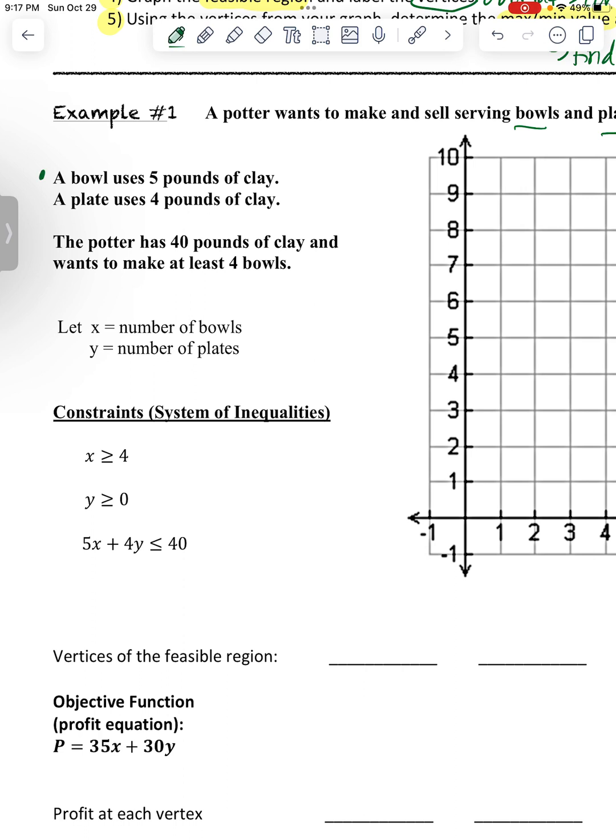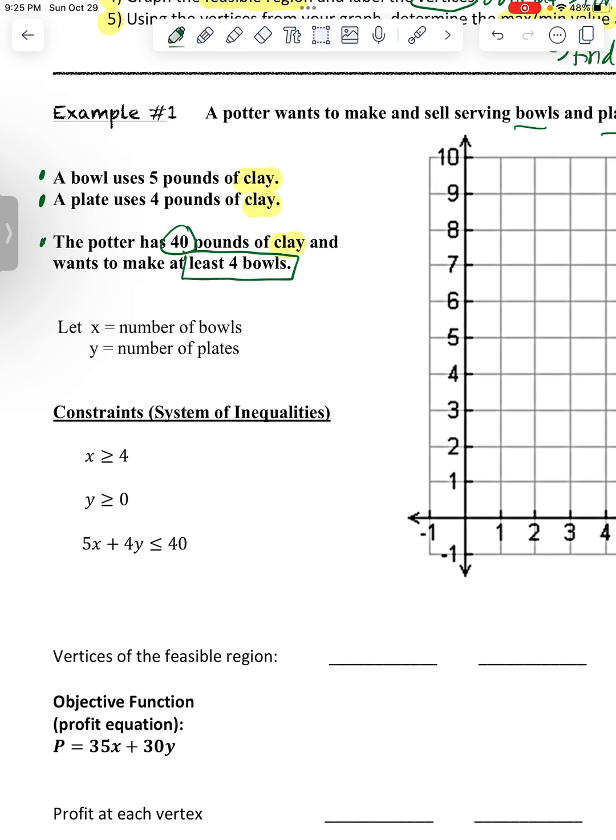A bowl uses 5 pounds of clay. A plate uses 4 pounds of clay. And you only have 40 pounds of clay. Alrighty, so the 40 pounds of clay is going to be my limit. I don't have any more than that. And then he wants to make at least 4 bowls. Okay, so the tricky thing is separating everything out. I always watch for matching words like clay, clay, and clay.